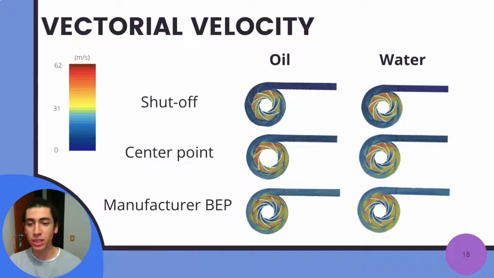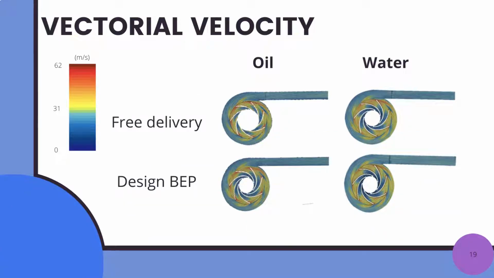Next, we have the vectorial velocity that goes from 0 to 62 meters per second. And here we can see that the behavior is even between oil and water, but they both have the characteristic that in the impeller, the velocity is higher and it goes down as it flows through the volute.